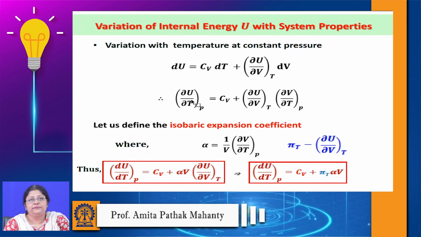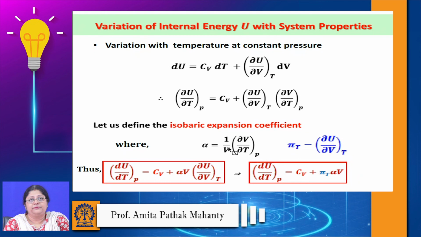Now look at this. If you want to find out how the internal energy changes with temperature at constant pressure, you differentiate this with temperature at constant pressure, and you get Cv plus this, as it is, times the change in volume with temperature. How is the change in volume with temperature known to us? We know that the isobaric expansion coefficient is nothing but how the fractional volume changes with temperature. So this is the total fraction of change, 1 by the total volume times the change in volume per unit change in temperature at a given pressure.